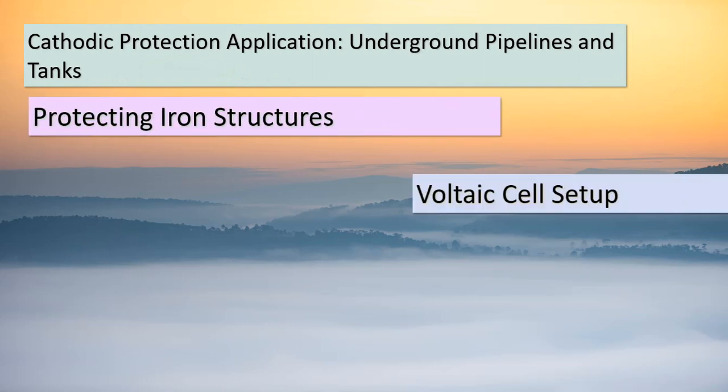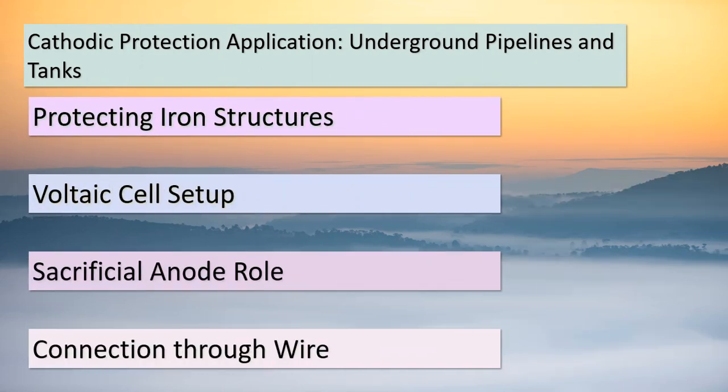Alright, my bright students, let's dig deeper into the practical application of cathodic protection. Consider underground pipelines and storage tanks made of iron. These structures are often susceptible to corrosion. But fear not, for we have a solution. By setting up a voltaic cell, we make the iron structures the cathode. This means they're shielded from corrosion. How does this work, you ask?